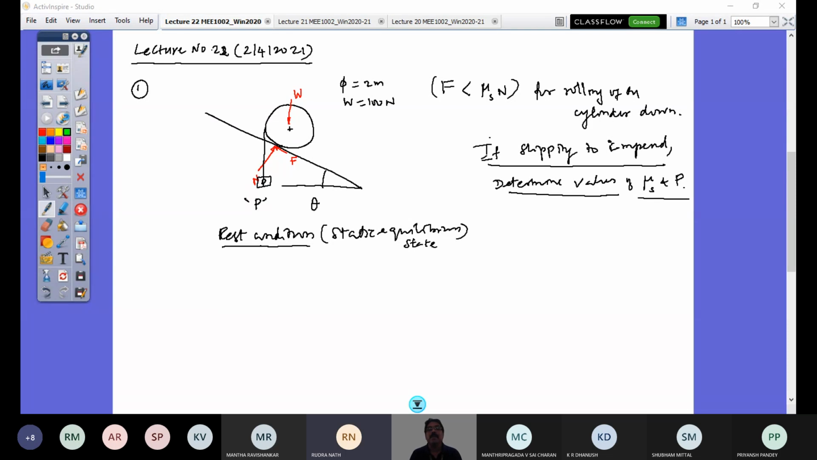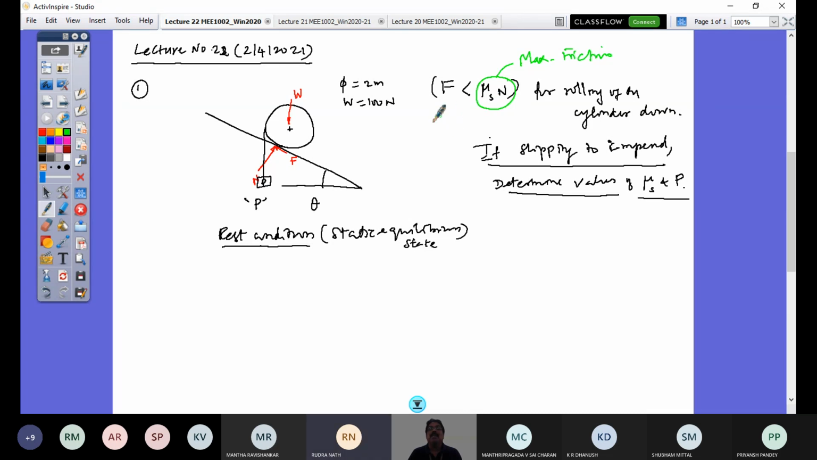F should be greater than μs N for slipping? Yeah, it cannot be greater, because μs N is the maximum value possible, right? This is the maximum friction that can be developed at the contact. Sir, it should be equal to. So how can F be greater than that? It cannot go greater than that. Yes, sir.